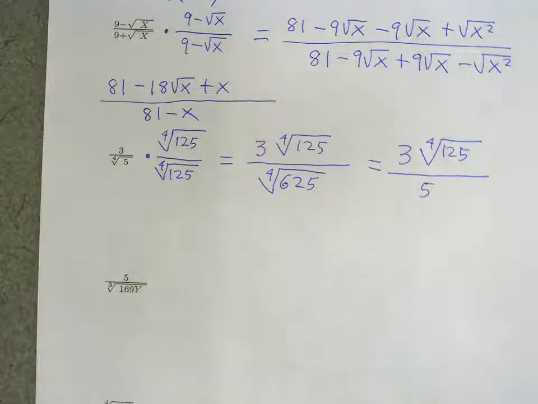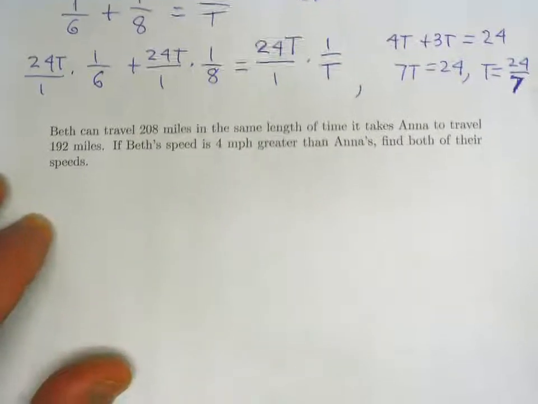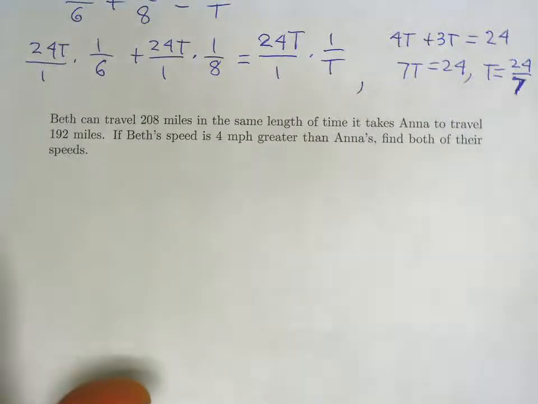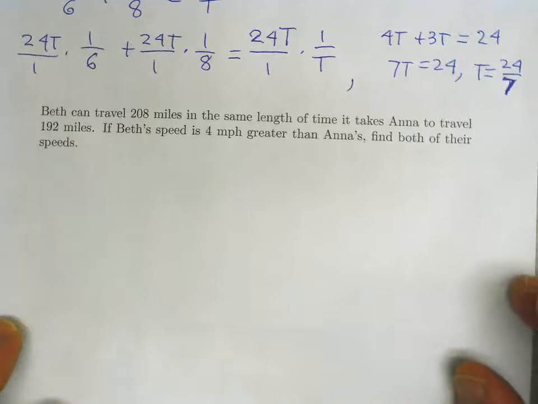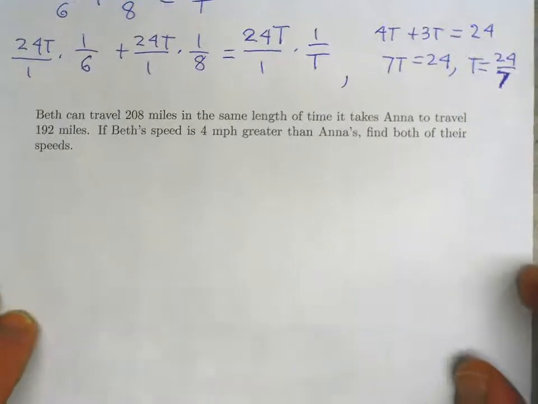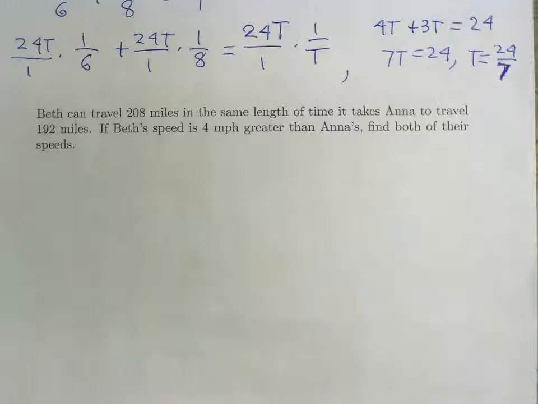Okay, there's a little bit more than 5 minutes left. Let's look at one of the application problems from 7.5. Okay, so this one says Beth can travel 208 miles in the same length of time it takes Anna to travel 192 miles. If Beth's speed is 4 miles per hour greater than Anna's, find both of their speeds.